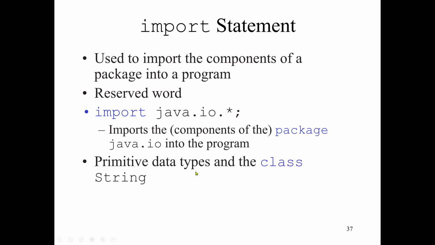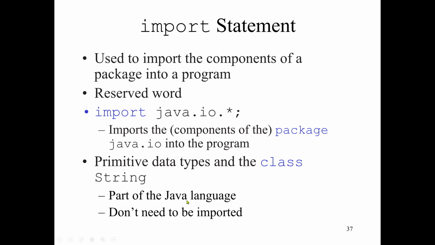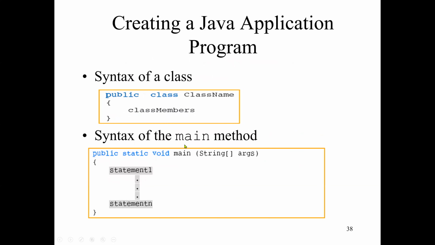Primitive data types and the class String are also part of the Java language, and don't need to be imported. So if I use System.out.println, I don't need to import anything because it's part of the Java language, which is the Java package called java.lang. We normally don't import java.lang, which is the Java language.